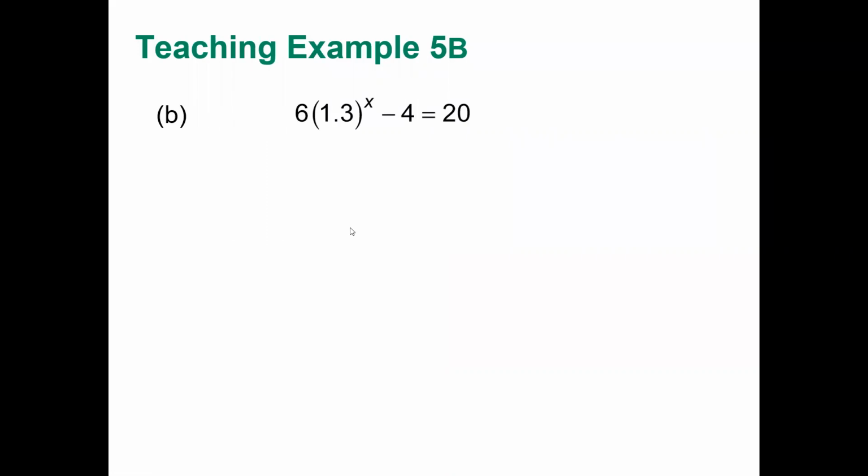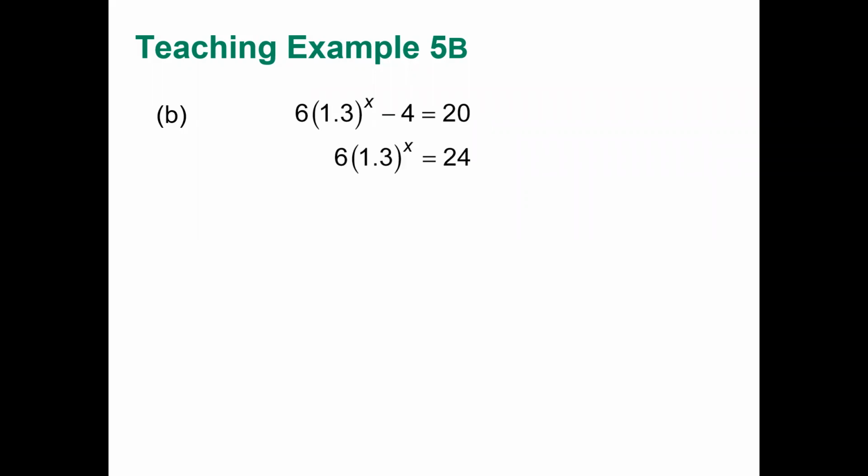So on here, we have 6 times 1.3 to the x minus 4 equals 20. What we want to do first is get our power and its coefficient by itself. So we're going to add 4 to both sides, and this is where we are.